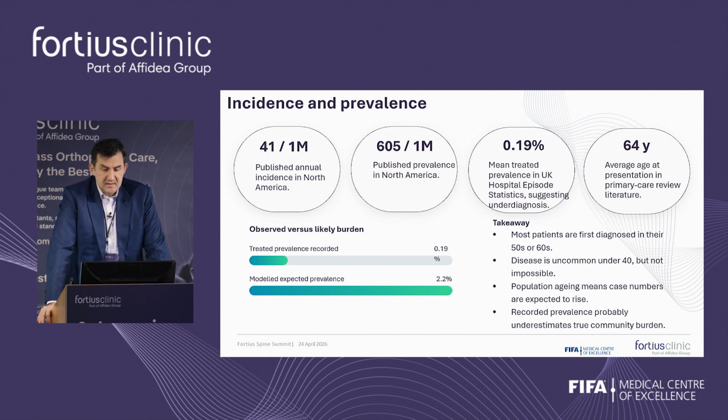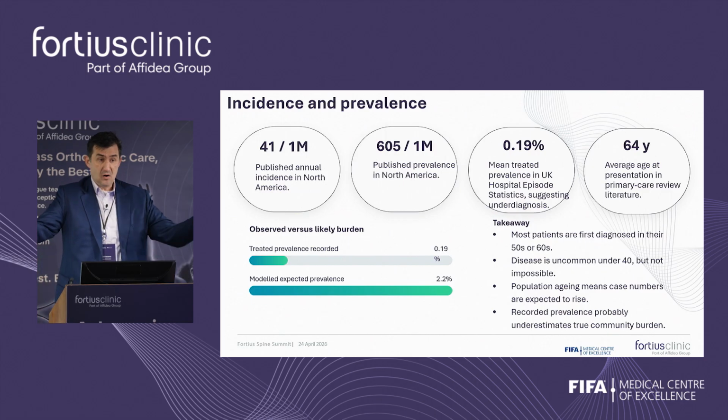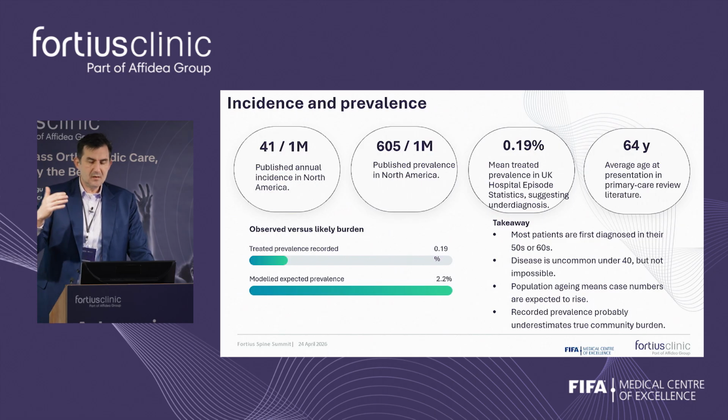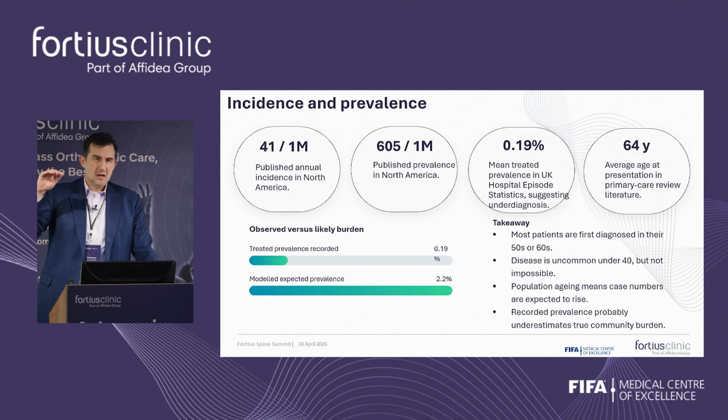The whole problem is that in the UK, prevalence is really low, but obviously we are not picking everybody, because sometimes people will complain about the numb hand only, or a neck pain, which is a mild symptom of myelopathy. So probably the prevalence is much higher. And in primary care practice, it usually starts affecting people at the age of 64.